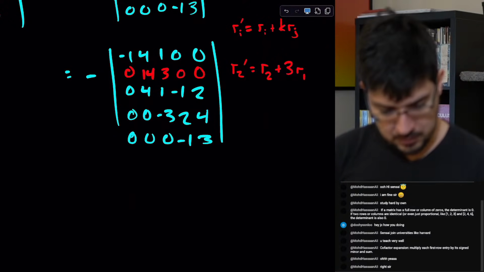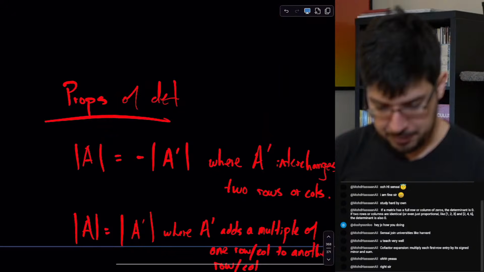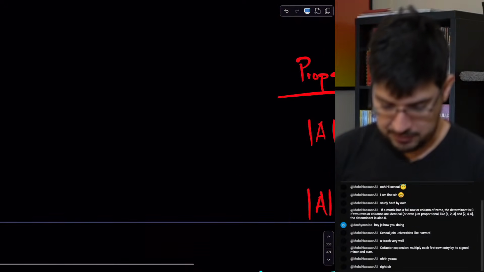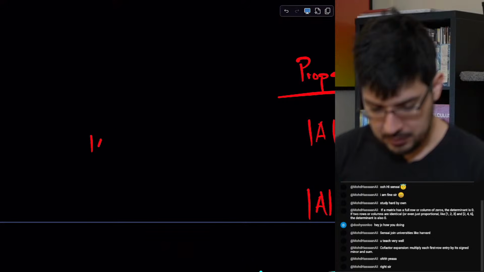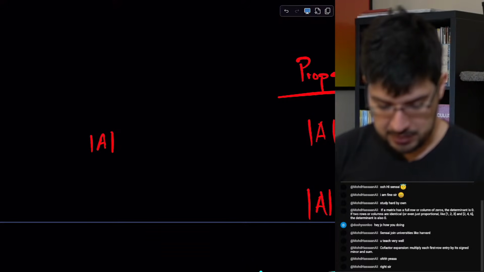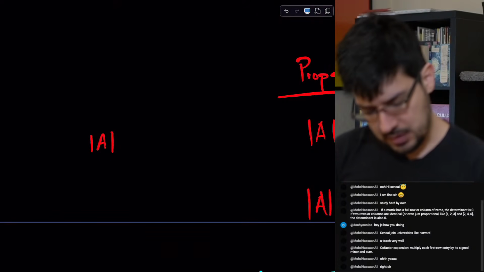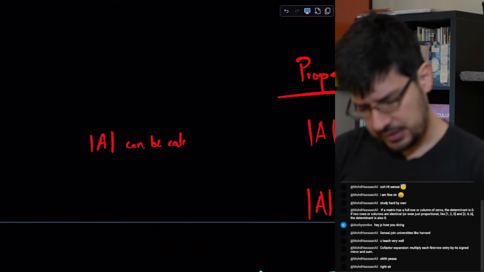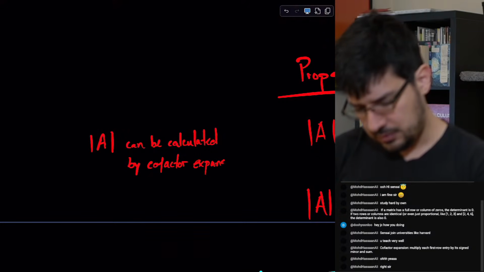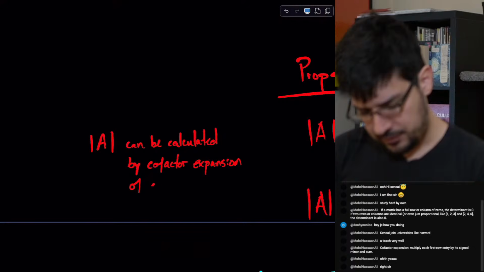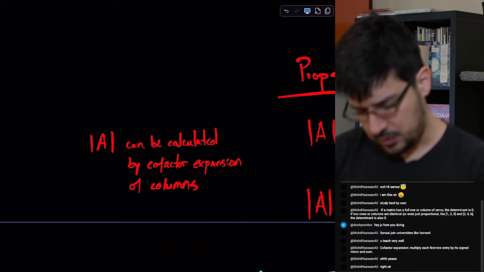Now, well, other properties of the determinant. We need to prove all of these things. The determinant of the matrix A can be calculated by cofactor expansion of columns instead of rows.